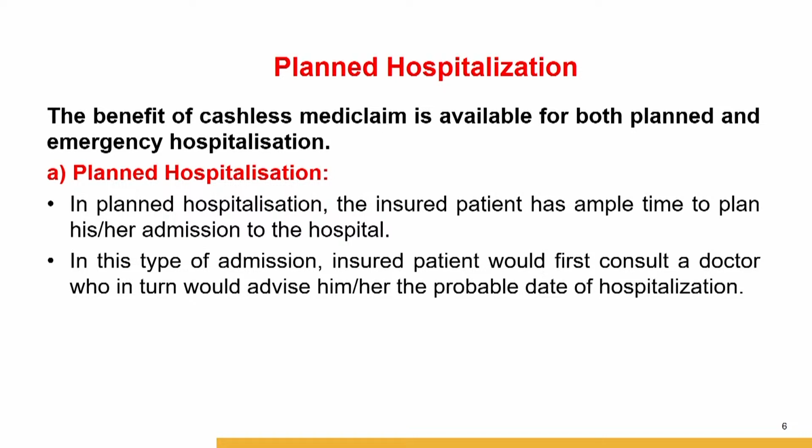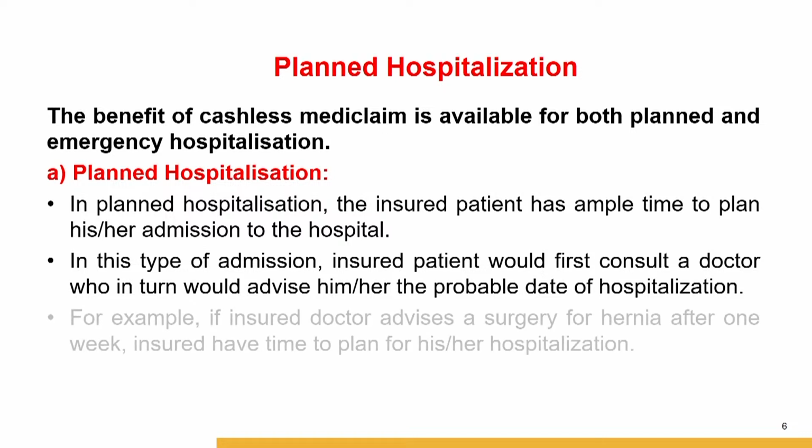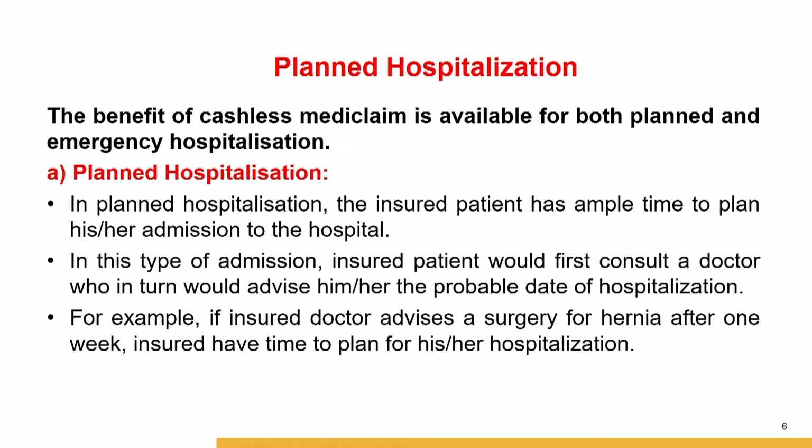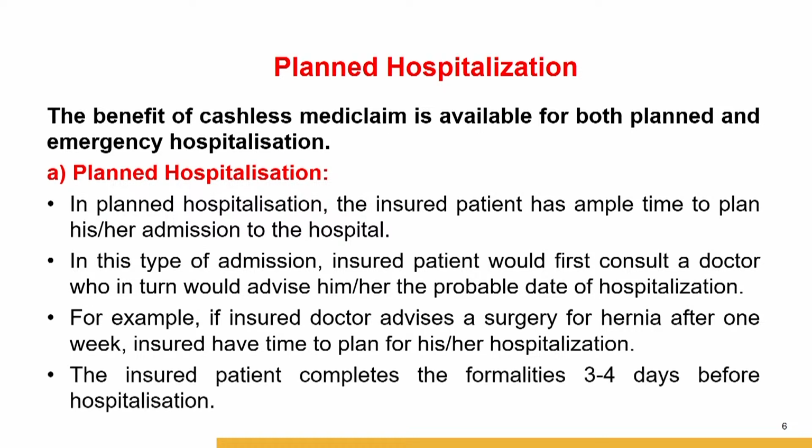As the name suggests, in planned hospitalization, the insured patient has ample time to plan his or her admission to the hospital. In this type of admission, the insured patient would first consult a doctor who in turn would advise him or her of the probable date of hospitalization. For example, if the doctor advises surgery for hernia after 1 week, the insured has time to plan his or her hospitalization. And in this case, the insured patient completes the formalities 3 to 4 days before hospitalization.